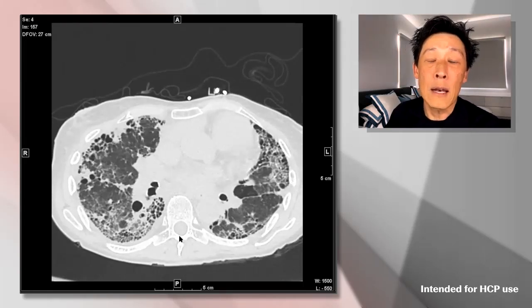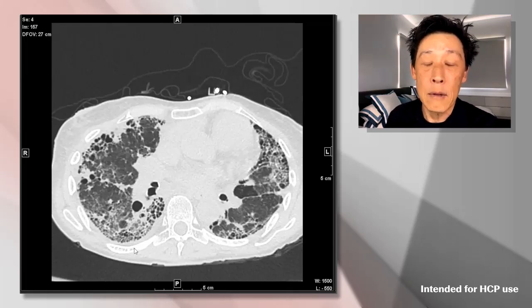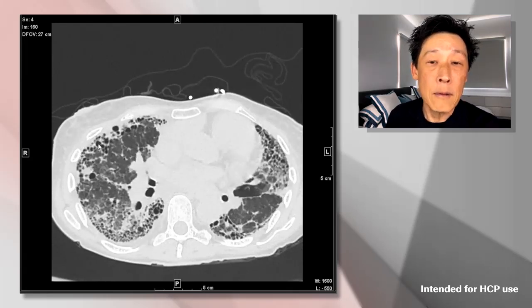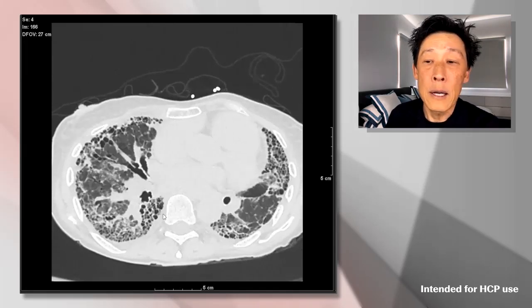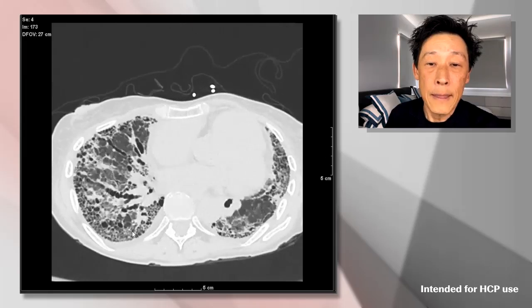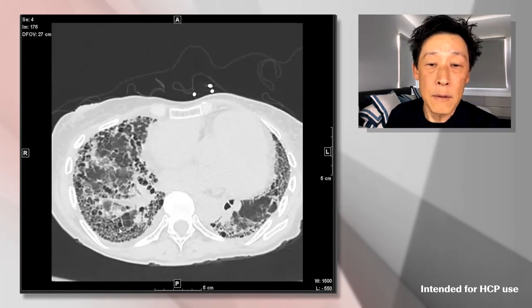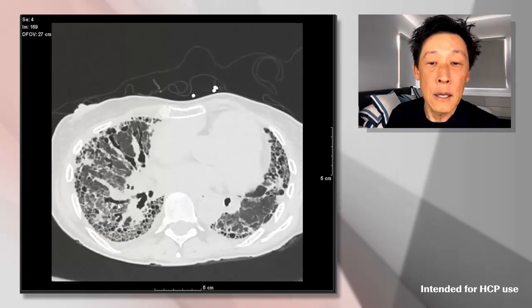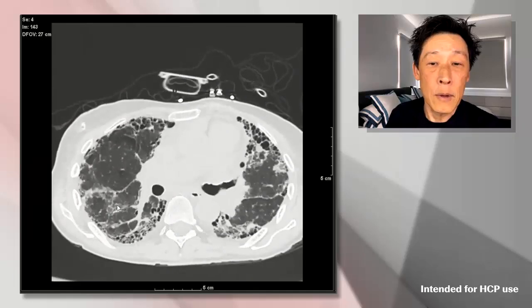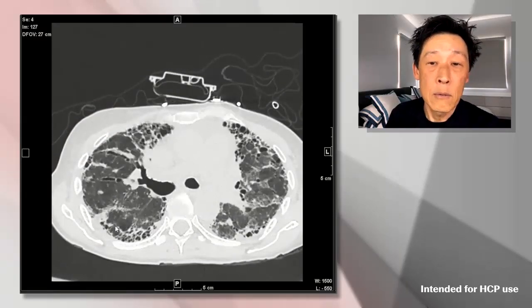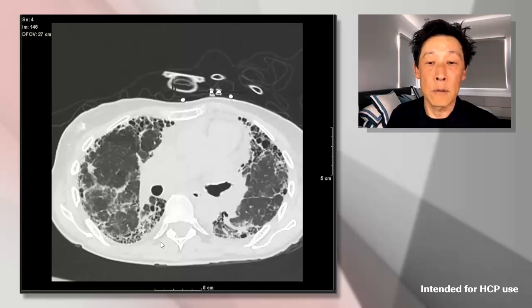Now notice that when we look at where the abnormality is, the reticulation, the honeycombing, it's out at the very periphery of the lung. Again, we can see that most of the disease is around the edges of the lung. And as we go to where there's less involvement, we can see that the center portions, even though they're abnormal, are not quite as diseased as the periphery of the lobes.